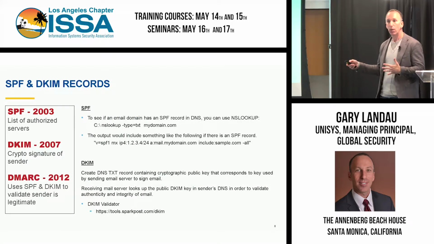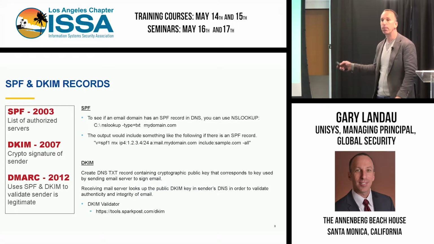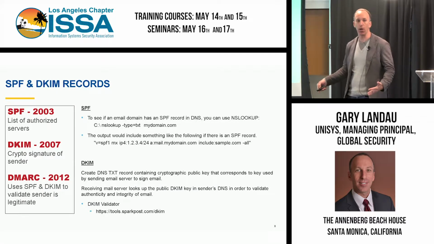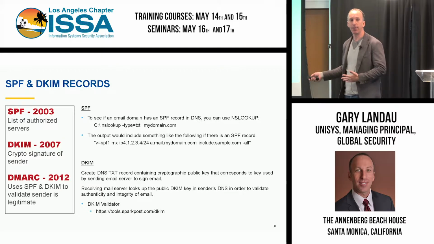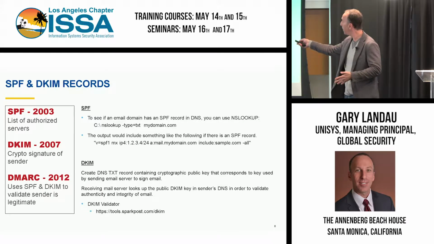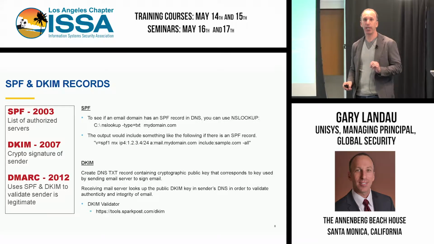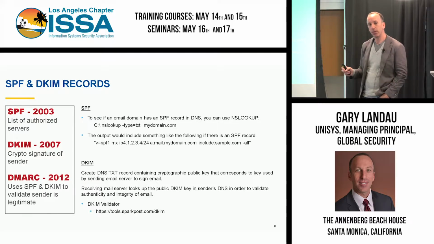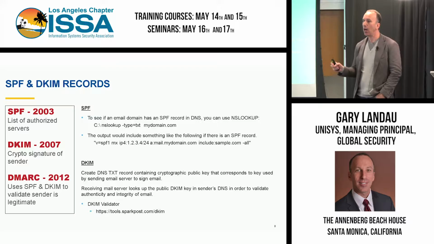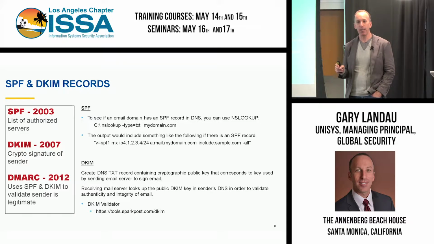All right, so I mentioned DMARC, I mentioned SPF. I want to now describe what those are. SPF, DKIM and DMARC are three email protection mechanisms that are DNS-based. SPF is a listing of all the authorized email systems that are allowed to send as your email domain.